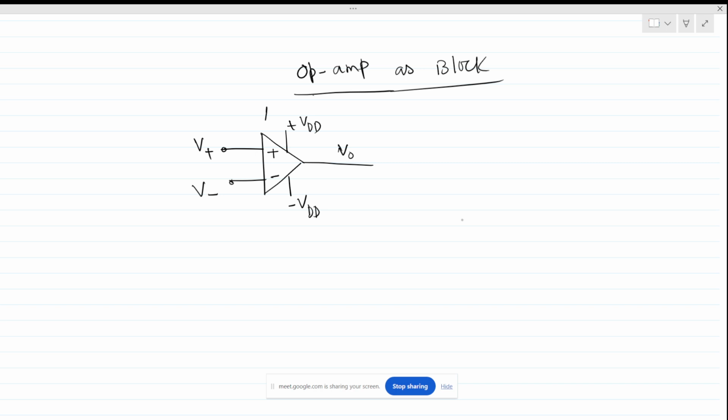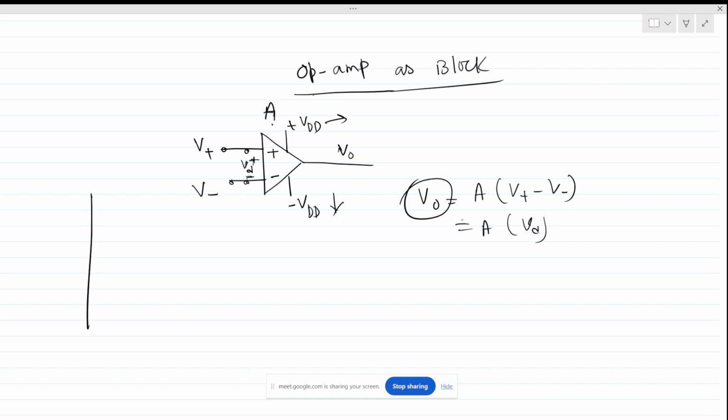An op amp has a gain of A. For an op amp, what is the V out expression? It takes the error voltage and multiplies it with its gain to provide V out. So the V out expression is nothing but A times (V plus minus V minus), which is nothing but A times VD. This is plus and this is minus VD. We also know that the V out voltage cannot be more than VDD and cannot be lower than minus VDD.